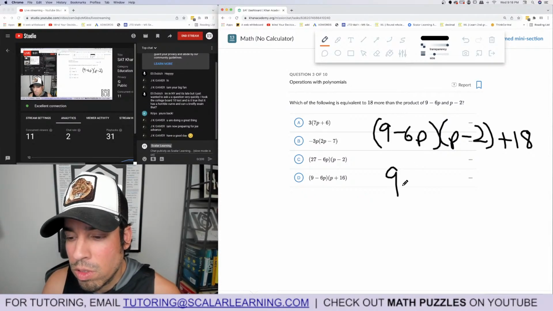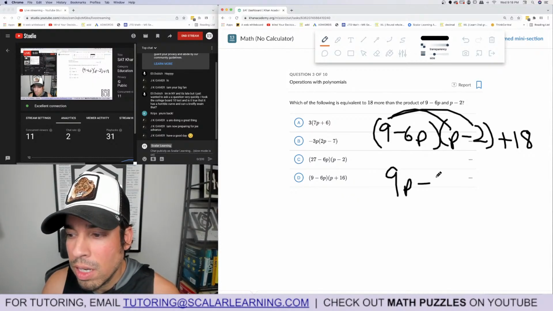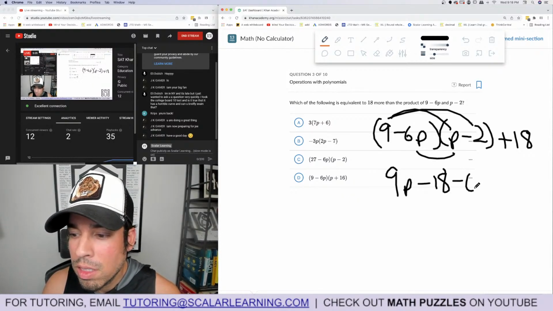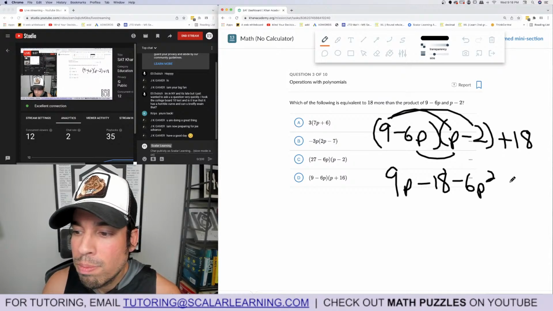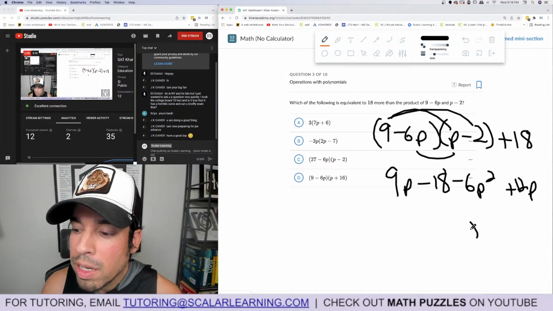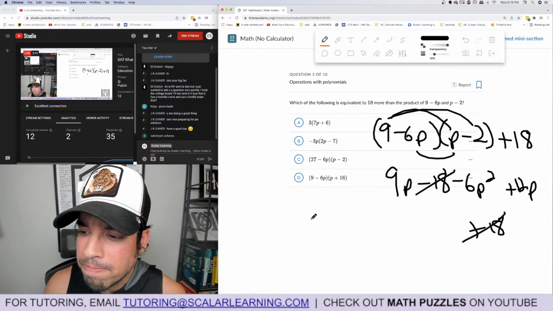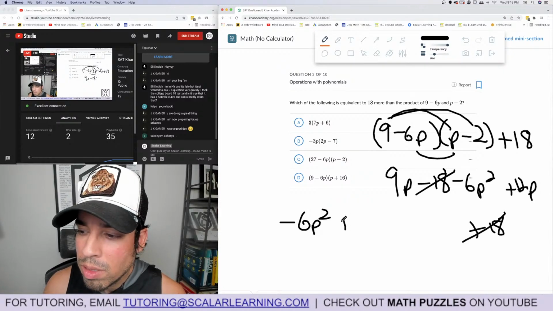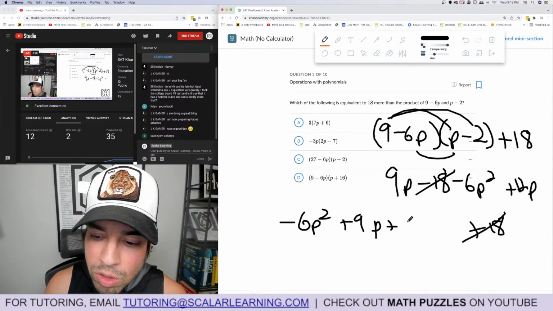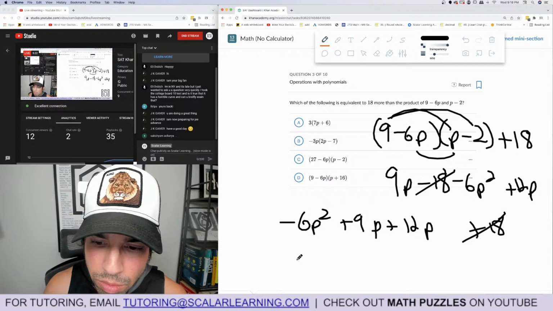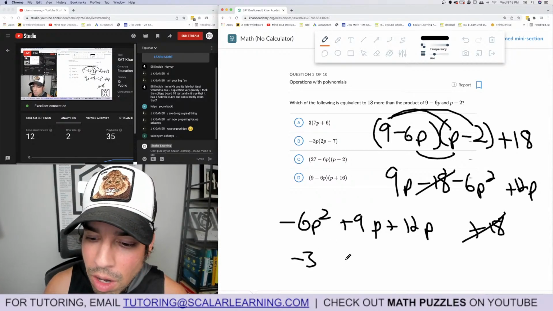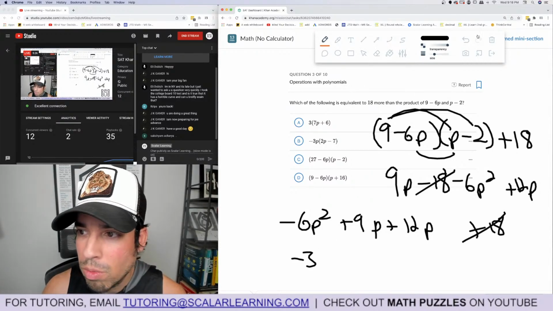So we're going to FOIL: 9p minus 18 minus 6p squared plus 12p plus 18, and then these cancel out, and then we got negative 6p squared plus 9p plus 12. Factor out negative 3p. Oh, look at that. Wait, what? No. What am I doing?